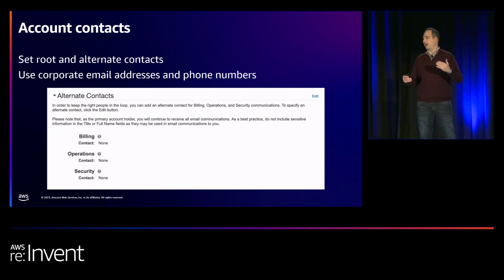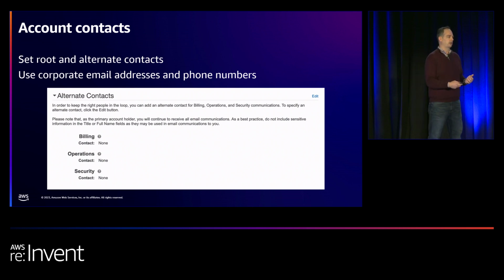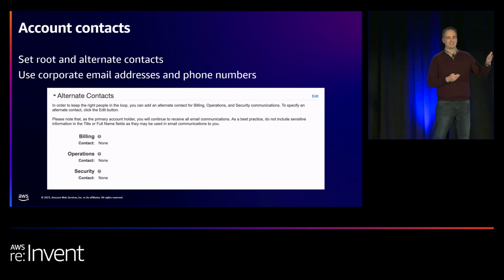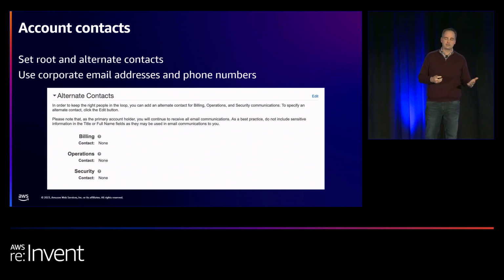Now, in addition to that, every single account also has alternate contacts for billing, operations, and security. Each one of those also has additional contact details, and we use these contacts to send you important information about your account. So it's important that you're monitoring these emails and contact points. You want to make sure, again, that these are corporate email addresses. Ideally, you're using distribution lists that are owned by multiple people so that there's no single point of failure and you're not dropping these kinds of notifications on the floor.